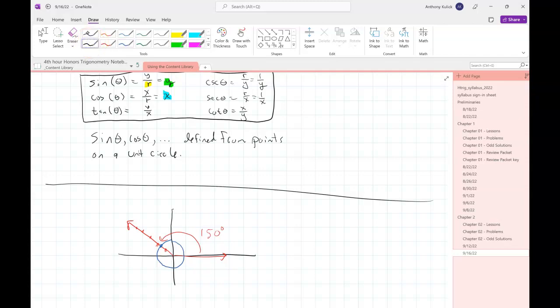Standard position is when we draw the initial side on the positive x-axis, and then the terminal side rotates that many degrees. That's all we're saying from standard position. That setup is a standard position angle.